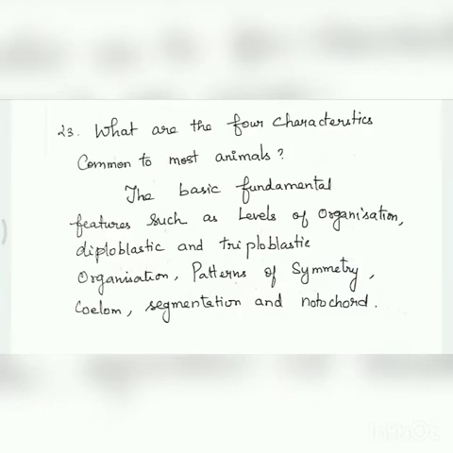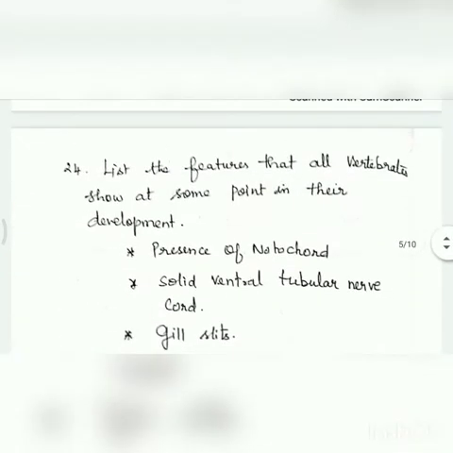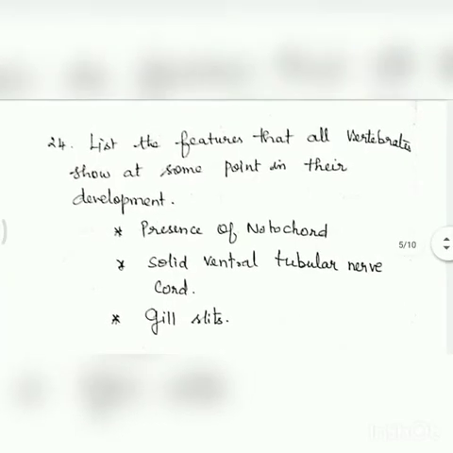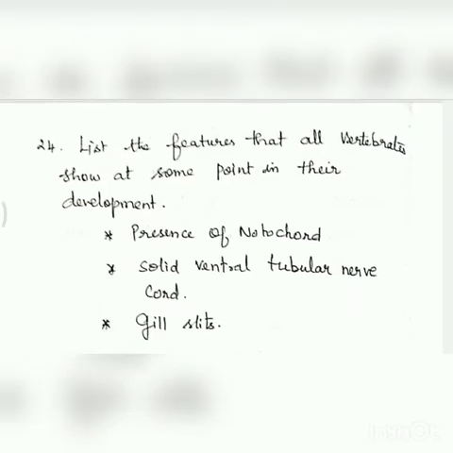Question number 24. List the features that all vertebrates show at some point in their development. All vertebrates must have the presence of notochord, solid ventral tubular nerve cord, and gill slits.